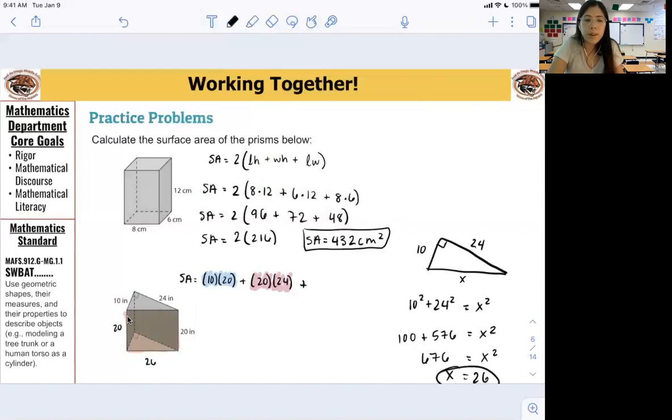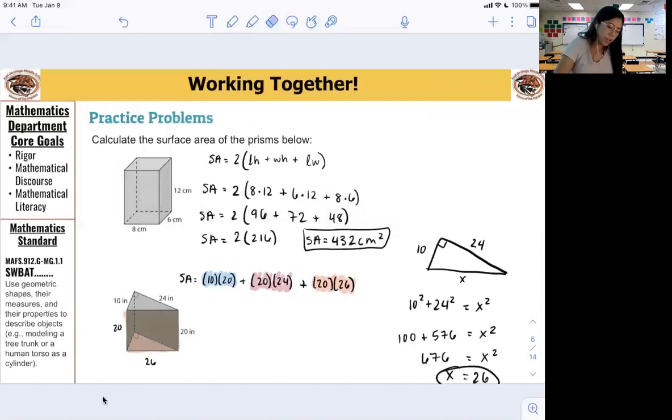What's the area for this rectangle, this orange one that we just found the length of it? Good, 20 times 26. Okay, so I have my 3 rectangles, I'm still missing my 2 triangles. But for the 2 triangles, we already have the base and we have the height.